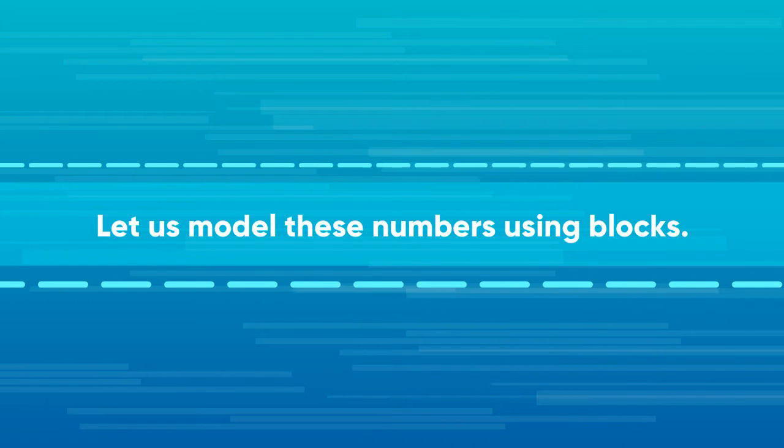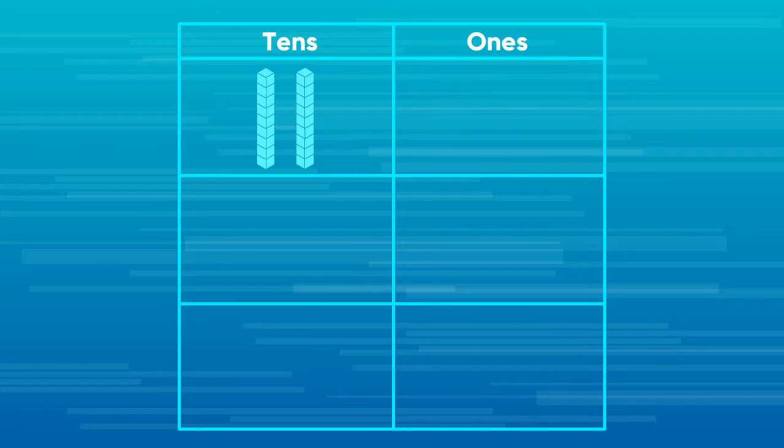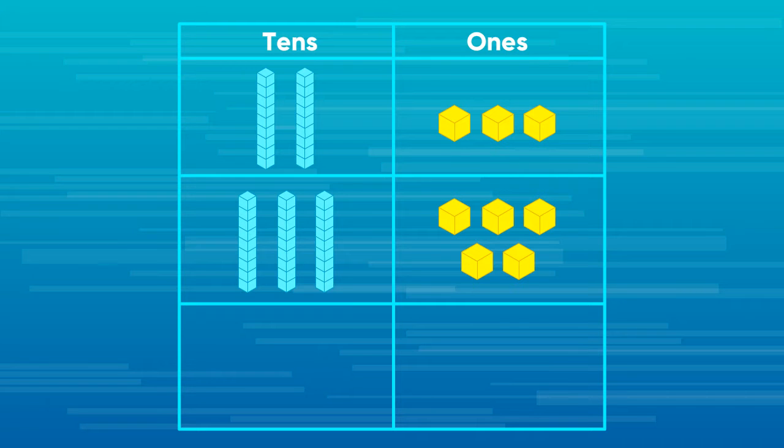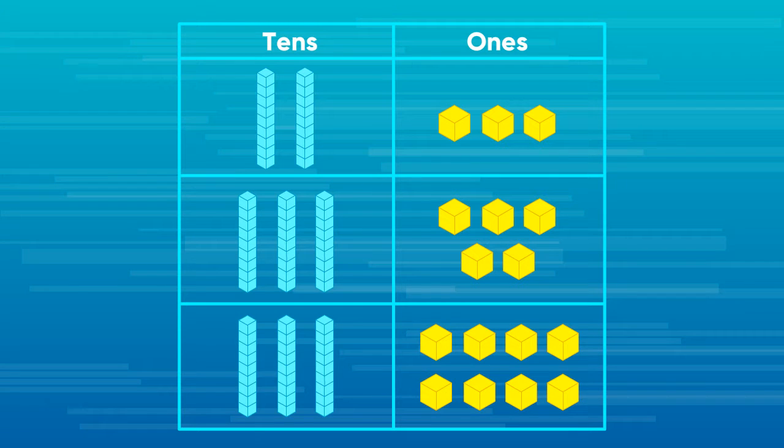Let us model these numbers using blocks. 23 means 2 rods and 3 cubes. 35 means 3 rods and 5 cubes. 38 means 3 rods and 8 cubes.